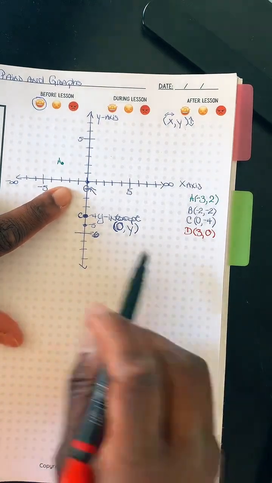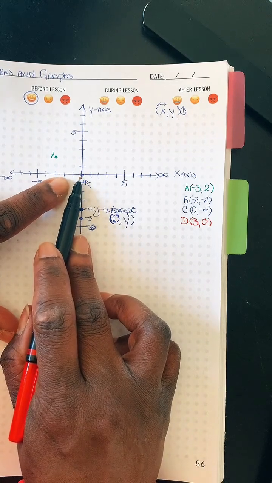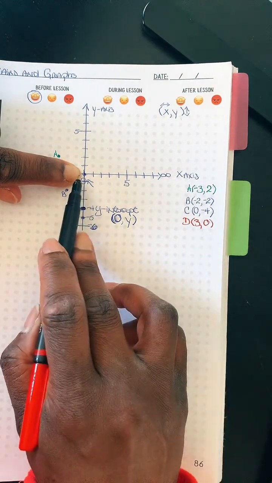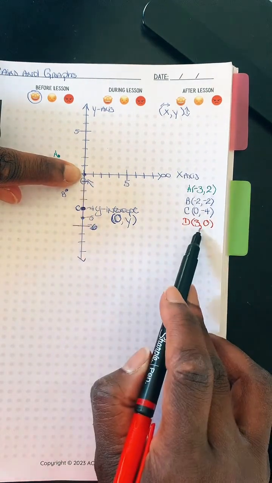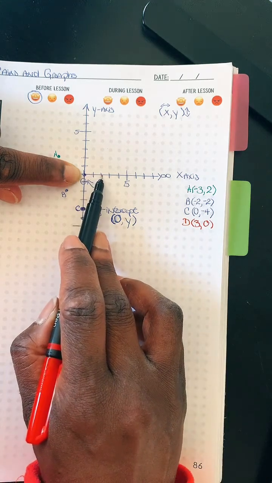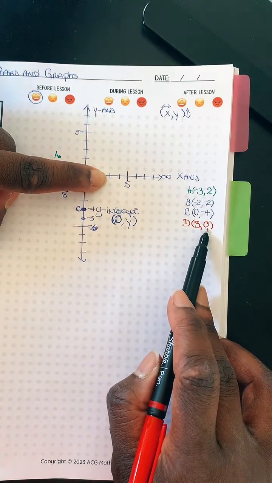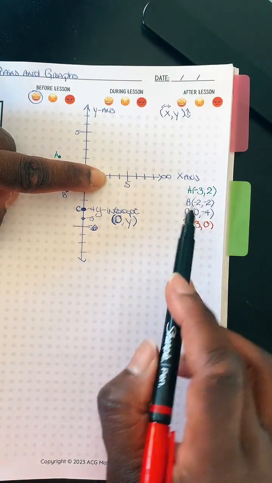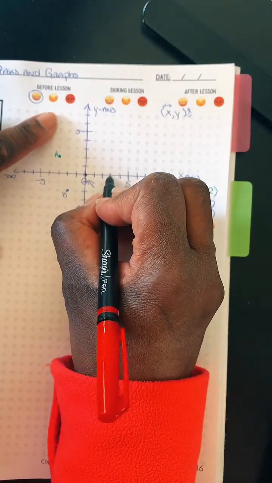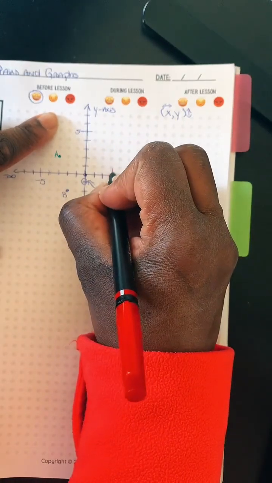So again, I'm going to start here at the 0. I notice my x value is 3, so I'm going to go over to the right, because it's a positive 3, to the right 3: 1, 2, 3. But then I look at my y value. It says 0, so that means I'm not going up or down, I'm staying right where I'm at. And this is my point D.